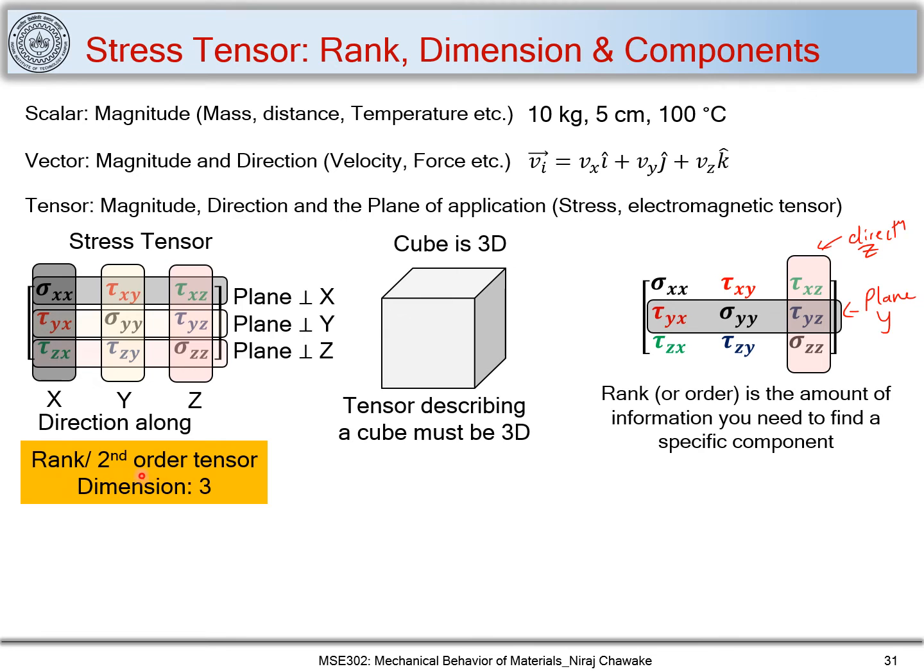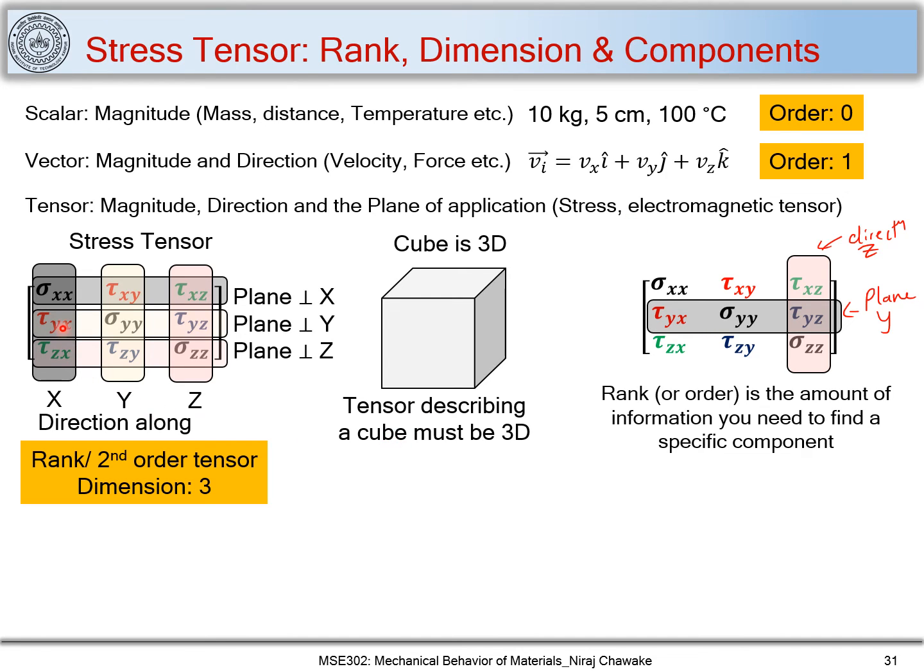So we have this stress tensor as rank 2 or order 2, and it has a dimension 3 because it is dealing with a 3D object, that is a cube here. Similarly, for a vector, I can say that it is of order 1 because I just need one piece of information. Here I don't need any pieces of information, I just need a magnitude. So scalars are tensors of order 0 or rank 0.